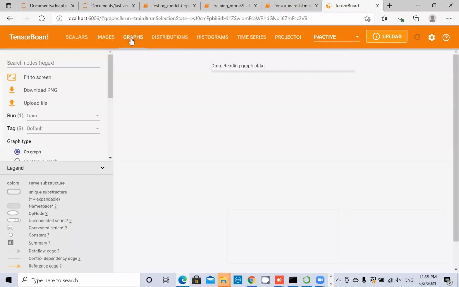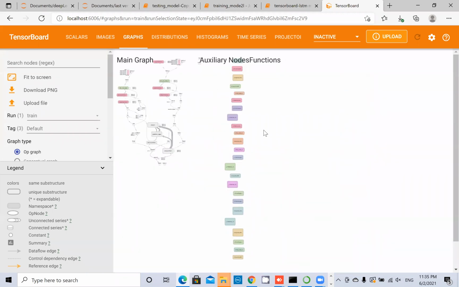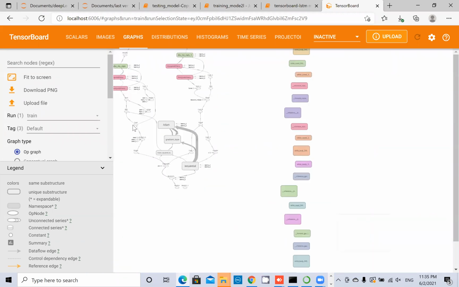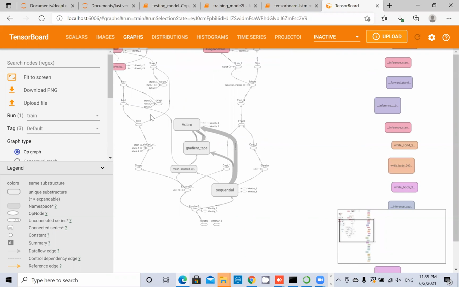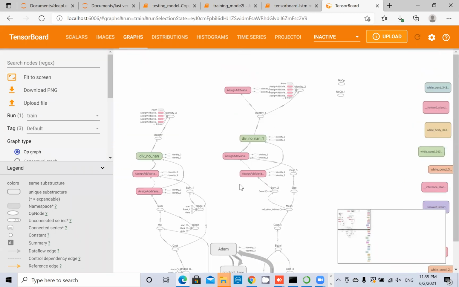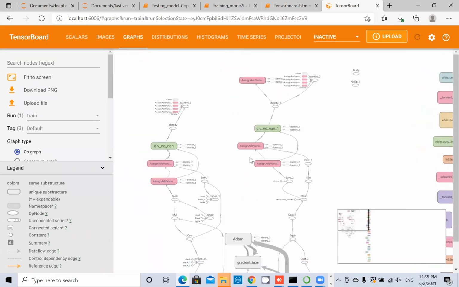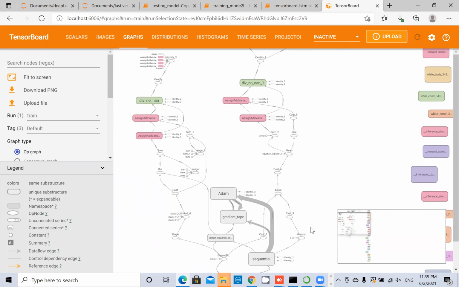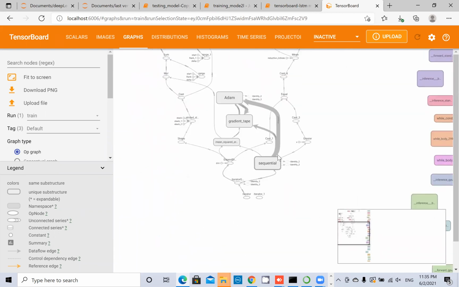Here we have the graph of the TensorFlow computation. That's it. As we see, the sequential model, the mean squared error function and the Adam optimization function, and how the tensors are flowing.